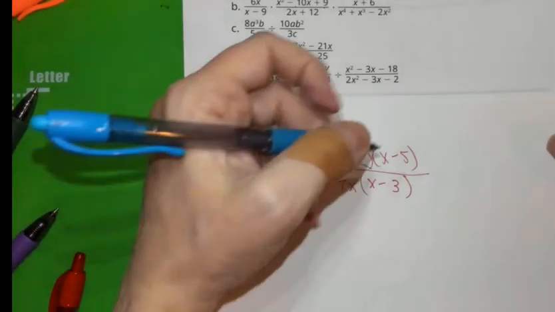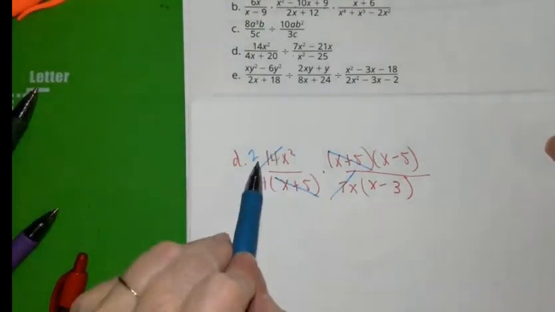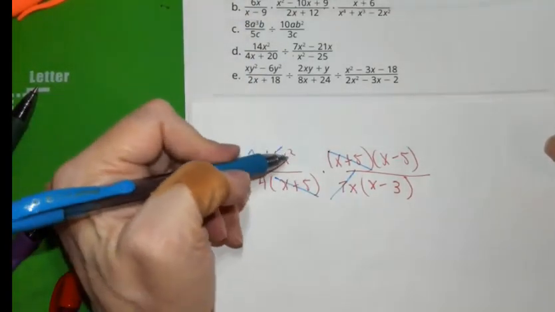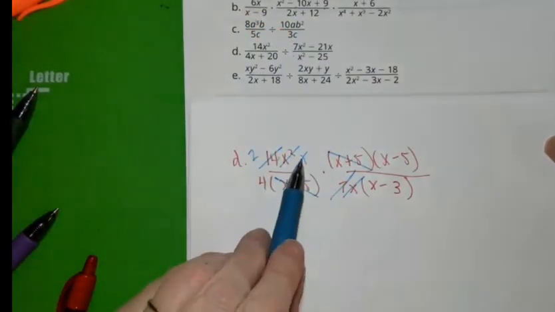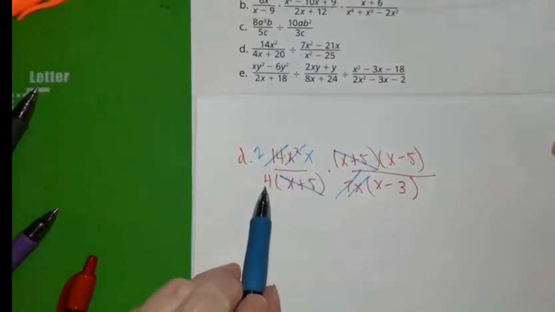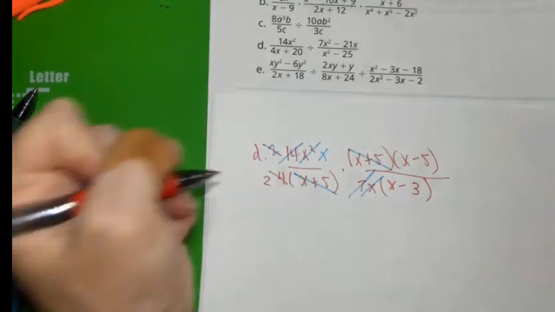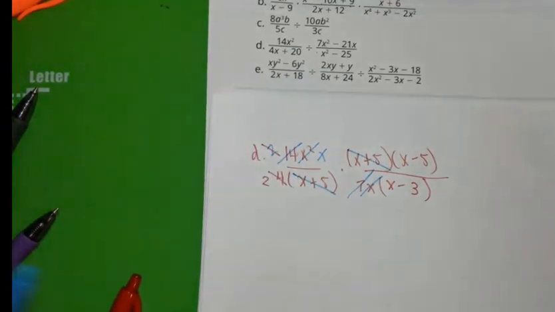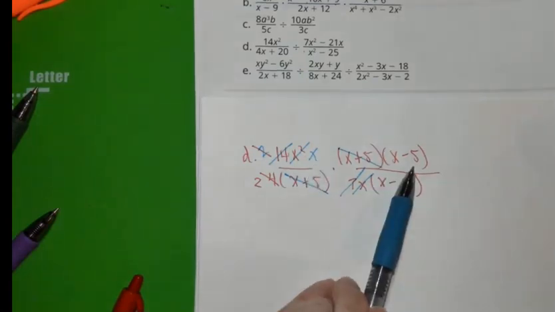The 7 goes evenly into 14 2 times, so you can divide the 7 into the 14. The x will go into x squared x times, so that'll just leave you an x. And then finally, we have a 2 and a 4. Those are divisible by 2, so you can divide the 2 into the 4 and get a 2. So let's see what's left. On the top, there's just this x and this x minus 5.